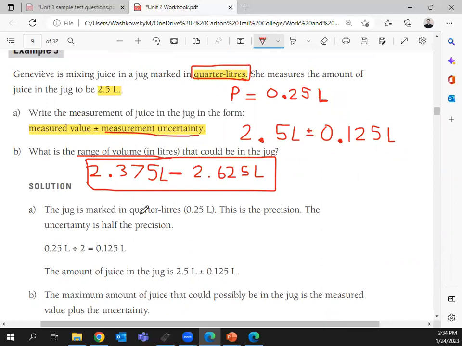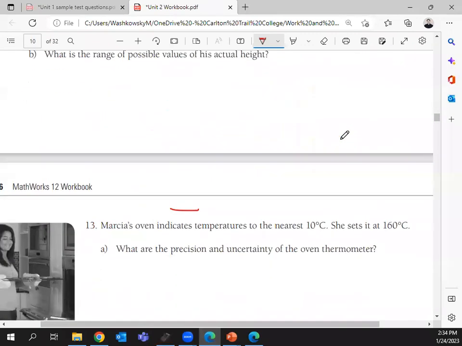And then you were like, oh, so that's how I find the measurement uncertainty, so how I find the range of something. So remember, if we go back to this jug example, I took this 2.5 liters and then I literally added and subtracted my measurement uncertainty. So I'm going to do the same thing here.